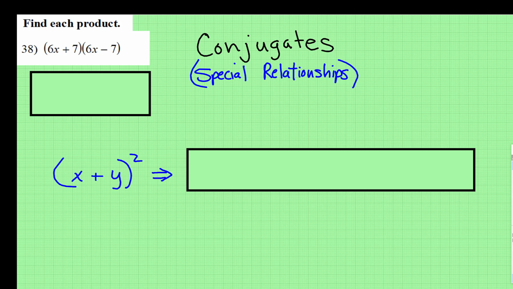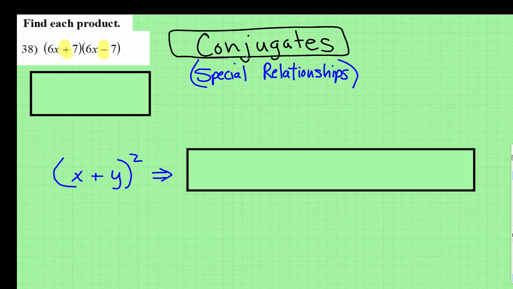Okay, when multiplying polynomials, there are a couple special relationships that you need to be aware of. The first one that I'm going to talk about is when you look inside two sets of parentheses, so this binomial, at first glance it looks like they're the exact same thing, but one has a plus sign, one has a subtract sign, even though they both have a 6x, they both have a 7. That relationship, those things are conjugates.